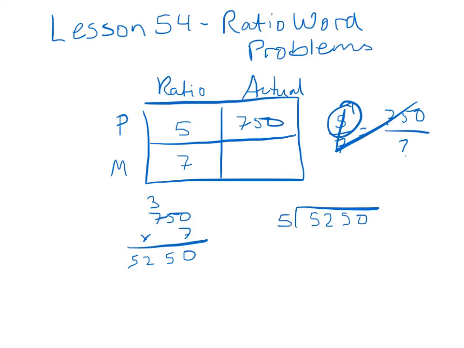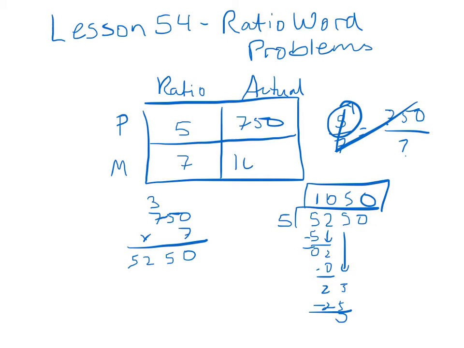5,250 divided by 5, that'll be 1. Carry down the 2, that'll be a 0. Carry down the 5, that'll be a 5. And this will be a 0. So that means there were 1,050 macaws. So that's how we can solve these types of problems.